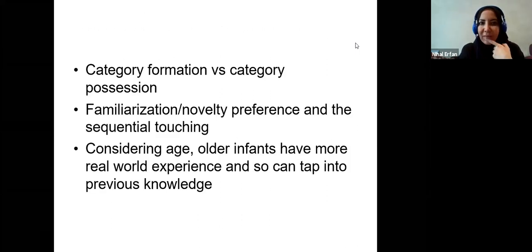So there's a difference between category formation versus category possession. You can form categories, but in order to really understand them, it's a higher level of cognition, okay? In this, kids use being familiar to novel and being interested in novel things. Obviously, older infants have more real world experience, and so they tap into their previous knowledge of things that they've already seen.